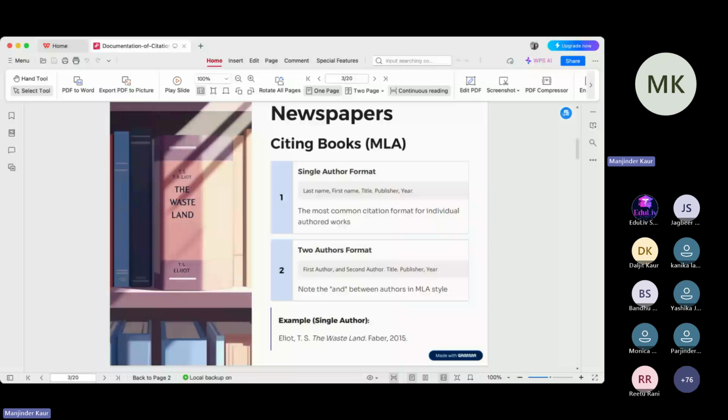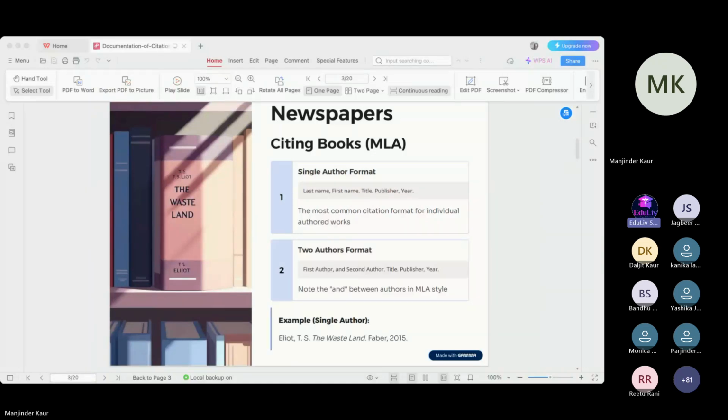Now I would like to ask 80 plus scholars who are here, are you able to understand how to cite a book by one author and how to cite a book by two authors as per MLA style of formatting? Yes? Any doubts, queries you guys have?